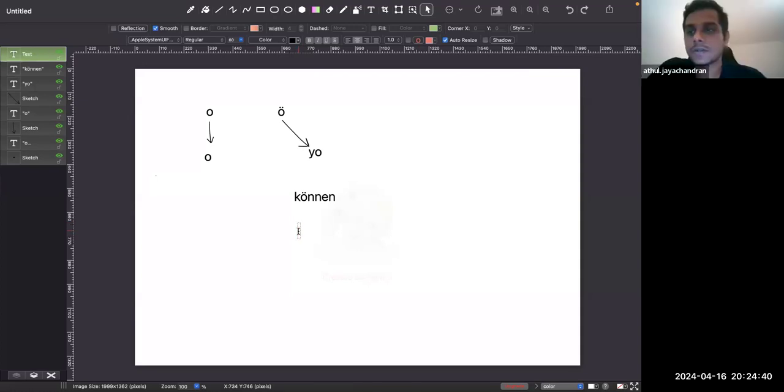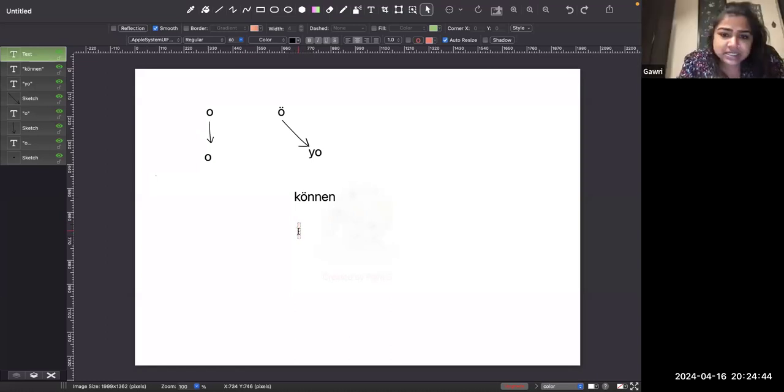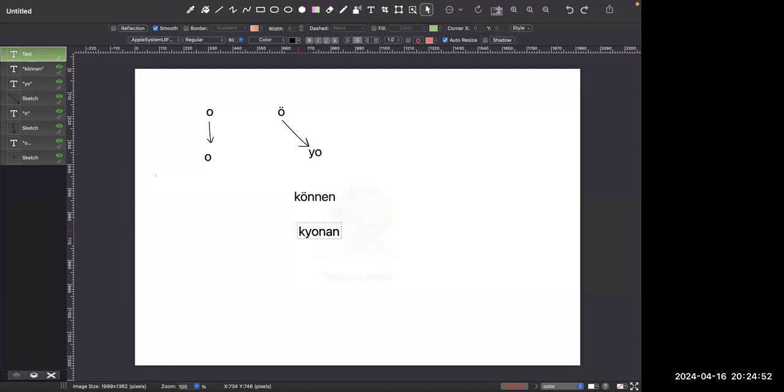Gauri, could you also write the English pronunciation, the way you write? So for example, for this Kyonen, the English pronunciation will be something like this.